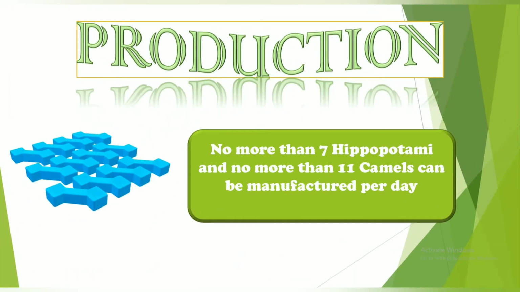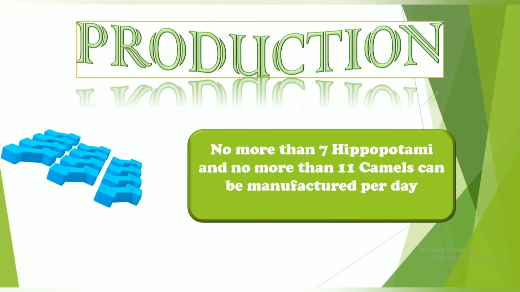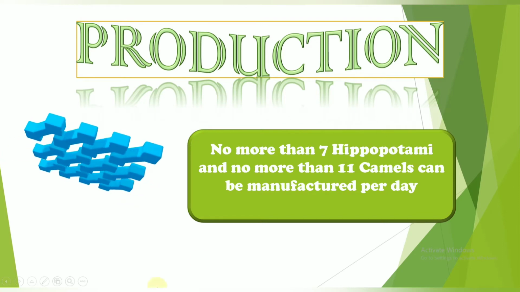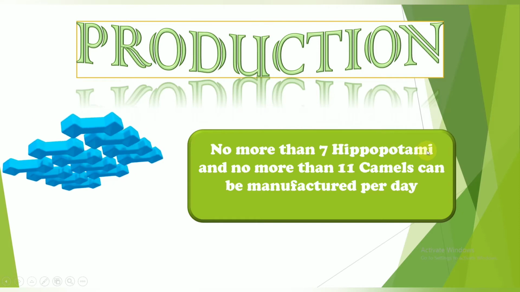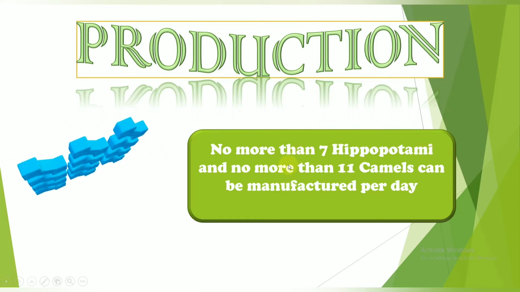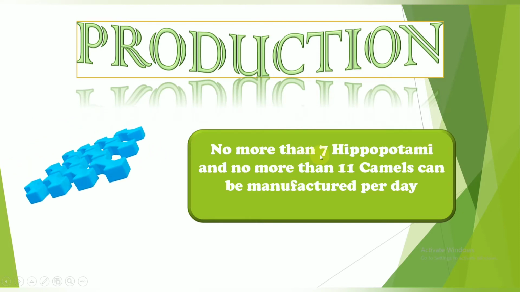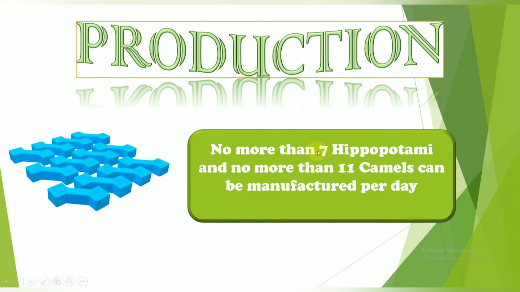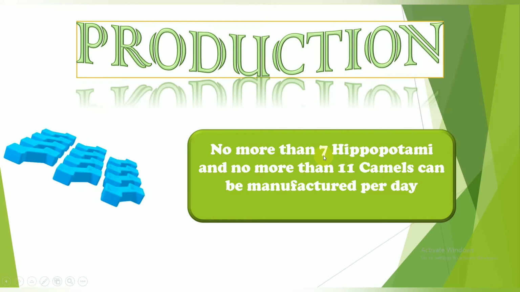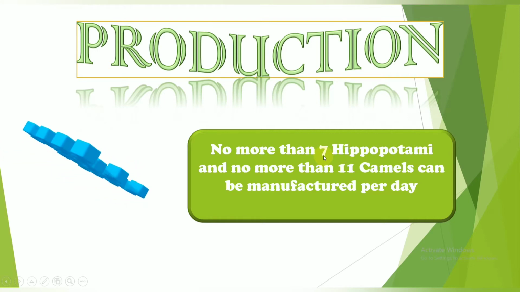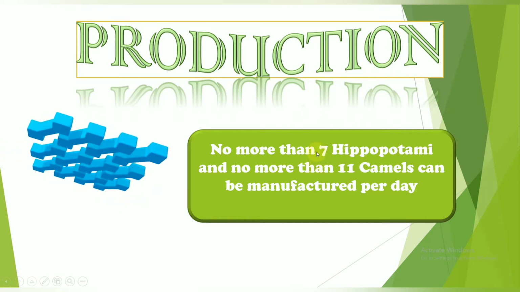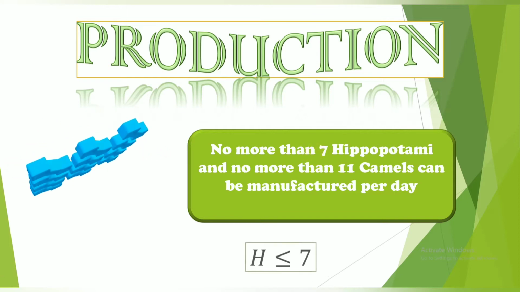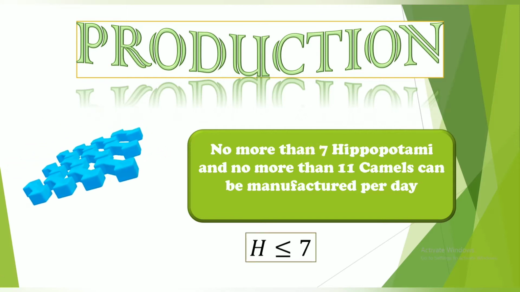What is the restriction in production? The textbook provides that there will be no more than 7 hippopotami. No more means we can accept less than 7, which is 5, 3, 2, and we can accept producing 7 hippos. But production cannot go further than that, so we cannot produce more than 7. In inequality language, H is less than or equal to 7.